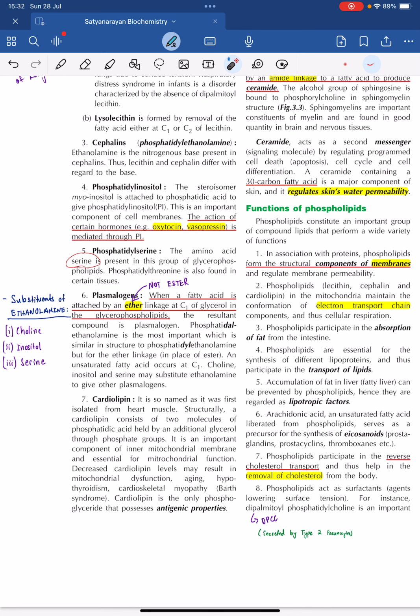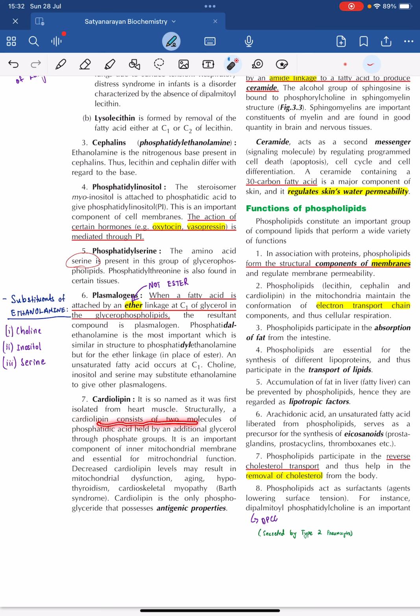Phosphatidyl ethanolamine plasmalogen is most important, which is similar in structure to phosphatidyl ethanolamine but for the ether linkage. An unsaturated fatty acid occurs at C1. Choline and inositol and serine may substitute ethanolamine to give other plasmalogens. Then we have cardiolipin. It is so named as it was first isolated from heart muscle.